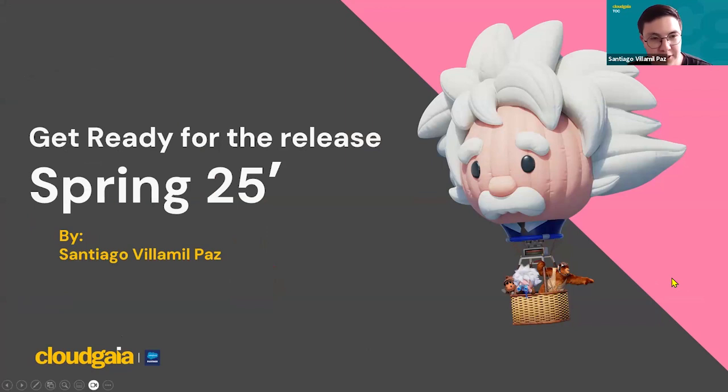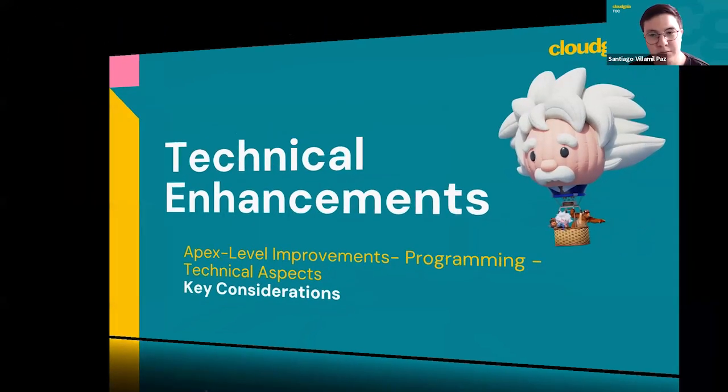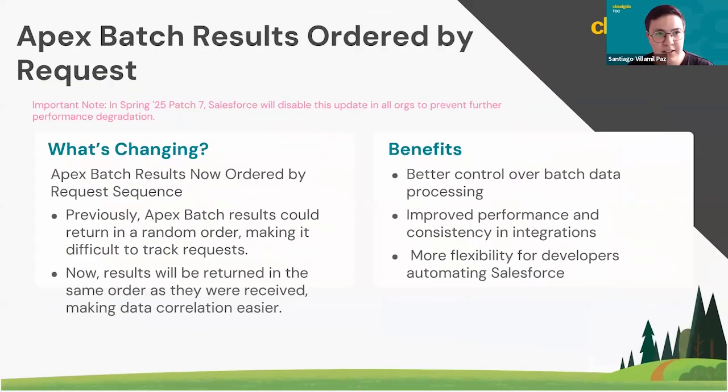Well, so here we are. We'll get ready for the Spring 25 release. As Thiago said, my name is Santiago Villamil Paz, and we're going to see some technical enhancements, topics like Apex-level improvements, programming, technical aspects. We're going to see 4 different topics. First, we're going to talk about the Apex batch results order by request.